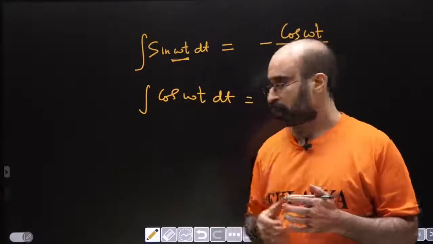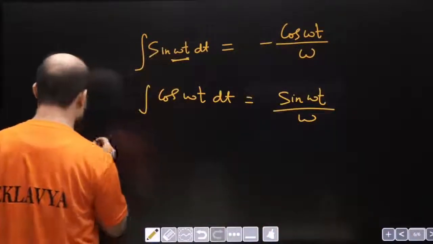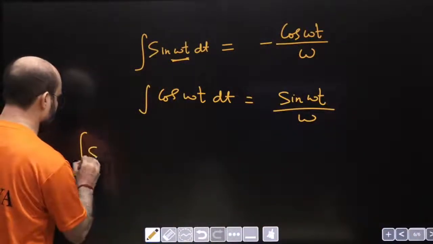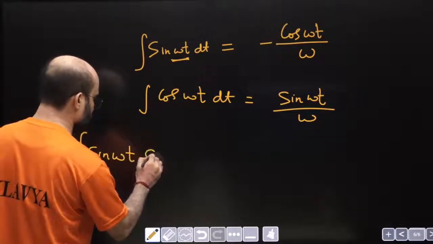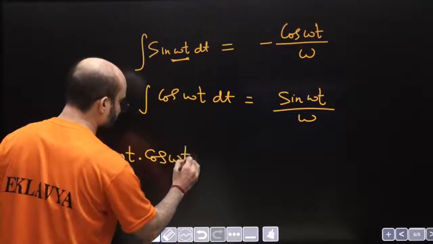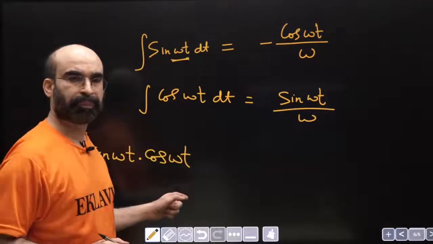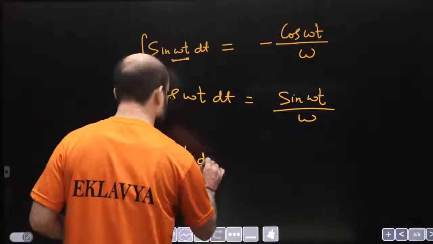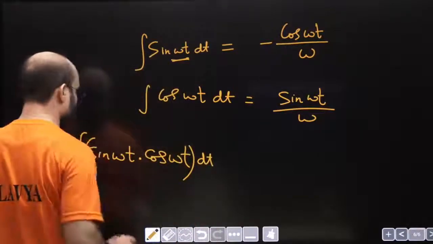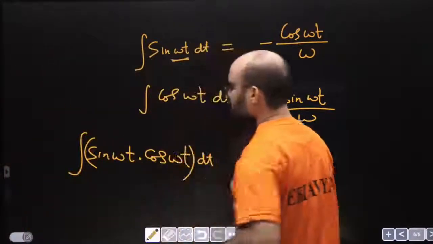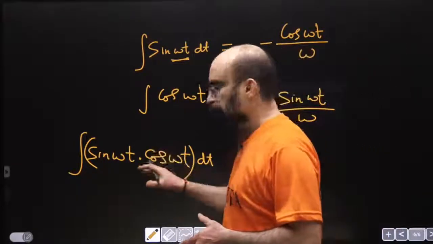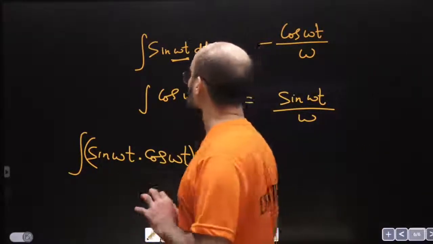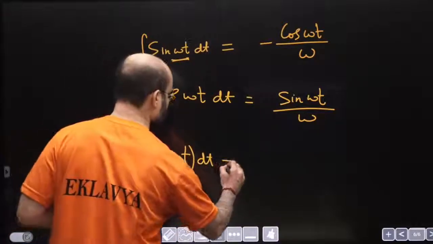Okay. Now we have the products, right? We have some other values, right? Let's talk about this sin omega t into cos omega t into dt. I want you to understand this. There are multiple ways to do this. But the simplest one I'm going to take up is this.